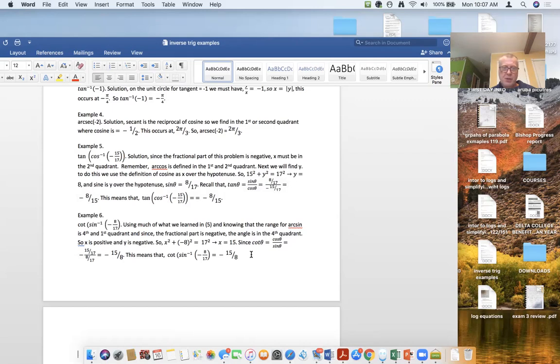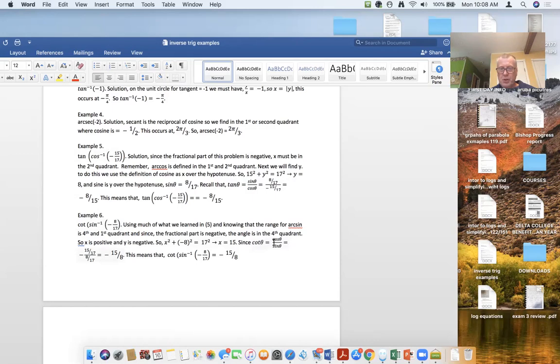And using a pretty similar argument as we did here in 5, the cotangent of the sine inverse of minus 8 over 17, we're dealing with a sine inverse. So that means it's in the fourth or first quadrant. Well, since it's a sine inverse and it's negative, it's in the fourth quadrant. X is positive in the fourth quadrant. Y is negative in the fourth quadrant. Sine is y over the hypotenuse. And so that means y is minus 8. So we get x squared plus minus 8 quantity squared equals 17 squared. This gives us eventually an x equal 15.